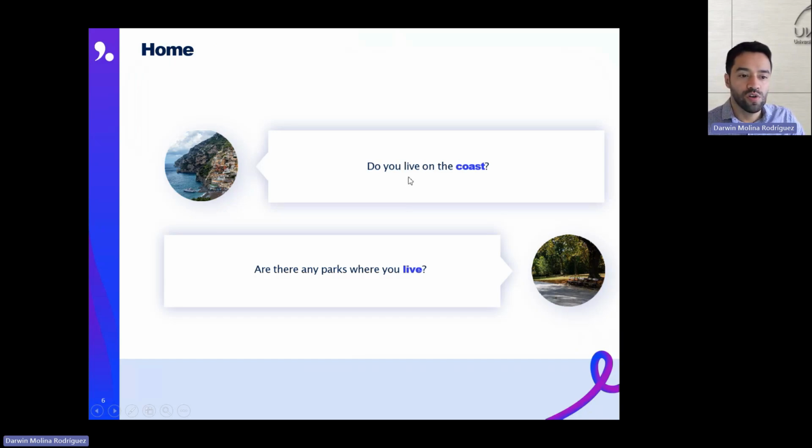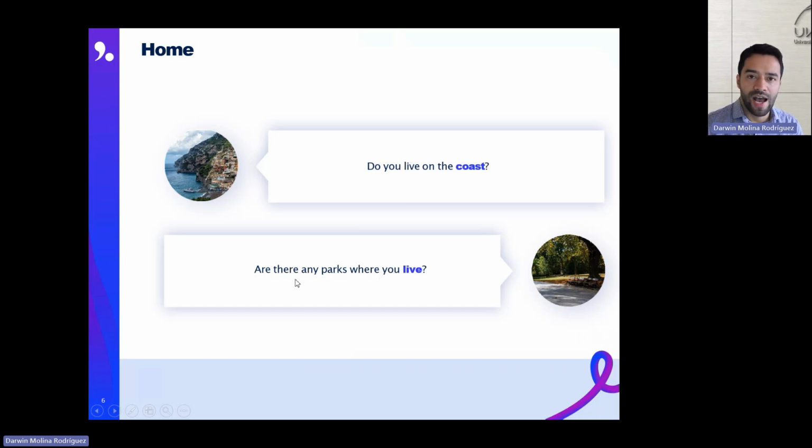Home. Do you live on the coast? Are there any parks where you live? Right. Do you live on the coast? You can say, yes, I live on the coast. Or no, I don't live on the coast. Okay. Affirmative or negative.